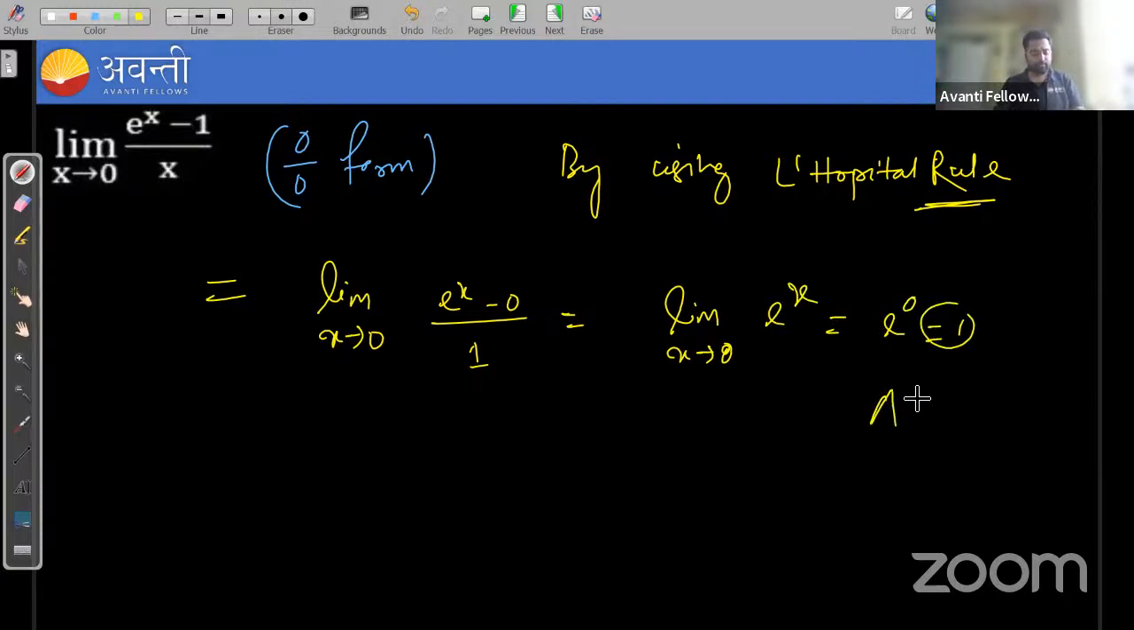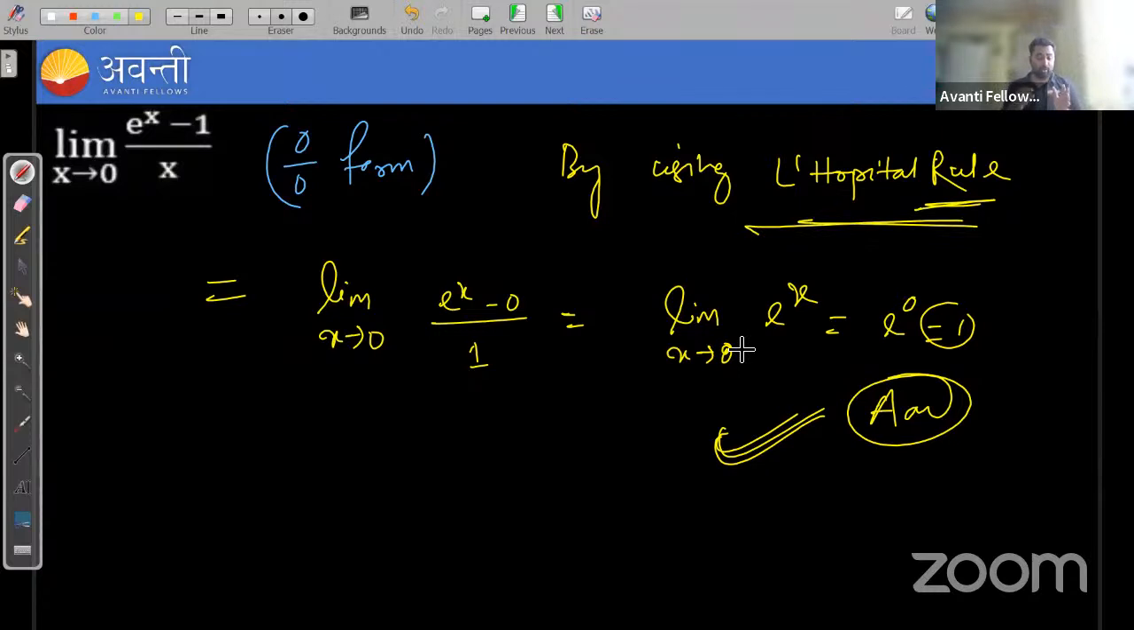Clear, everyone? Okay, so this is L'Hopital's rule to evaluate the limit. This is the best way when the limit is in the form of 0 by 0 or infinity by infinity, if it is applicable, that is, for continuously differentiable functions. Okay, clear? Sure. Let's solve one question.